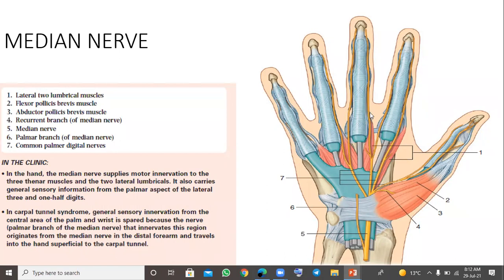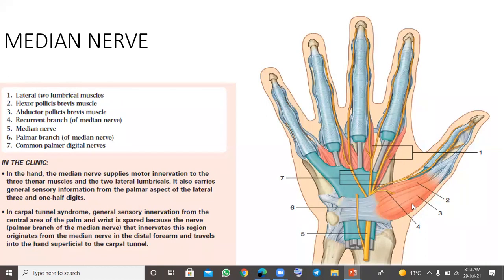The proper palmar digital nerves are going to run all the way to the tips of the digits. Okay, and the median nerve basically supplies the skin of the thumb, the index finger, the middle finger, and the lateral half of the ring finger. Or if you want, the lateral half of the fourth digit, as you can see, it's only sending one branch. The other part is supplied by the ulnar nerve. We'll look at that later.